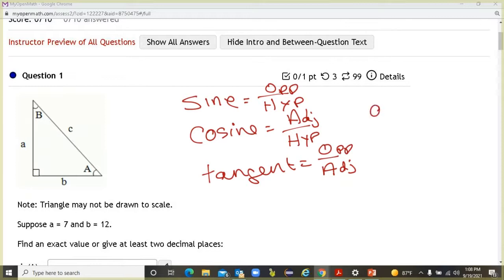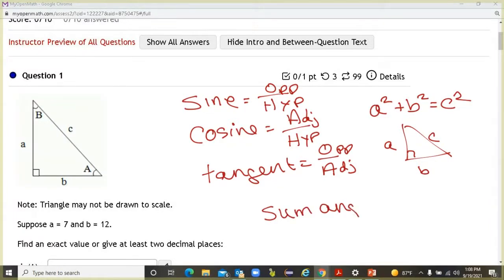The other formula we may need is that a squared plus b squared is equal to c squared. And that's, of course, our Pythagorean theorem, where c is always the hypotenuse. And then one other thing we might need to know is that the sum of the angles in a triangle is 180 degrees for our purposes. So knowing these things, we can pretty much do anything. All right, so let's check out some of these questions.